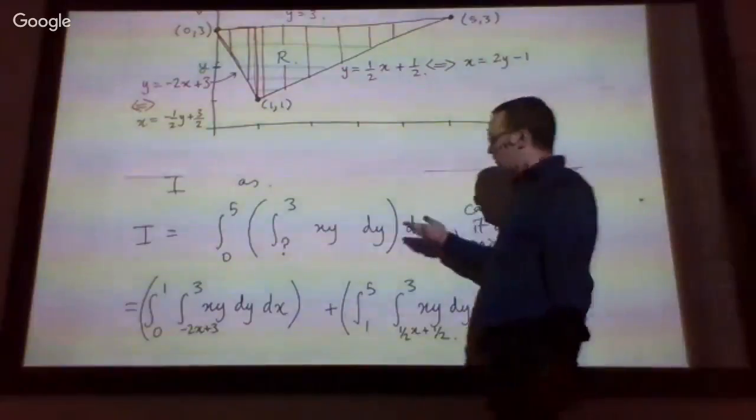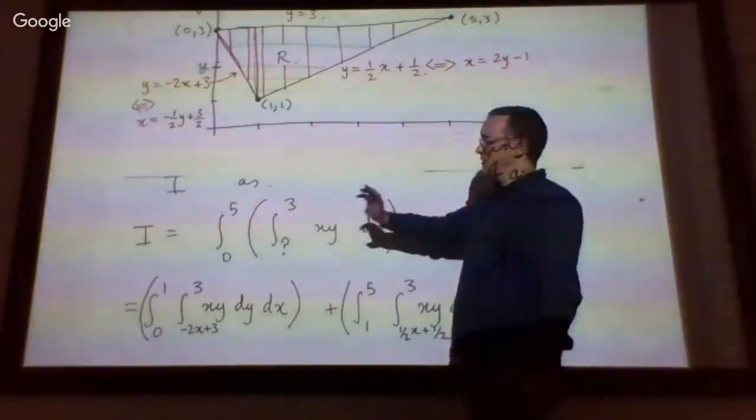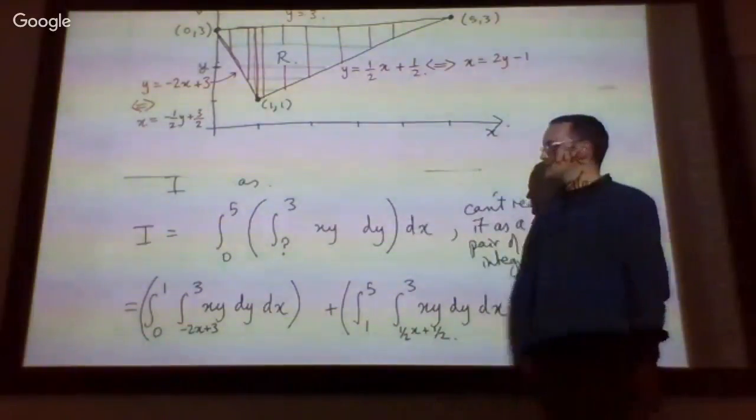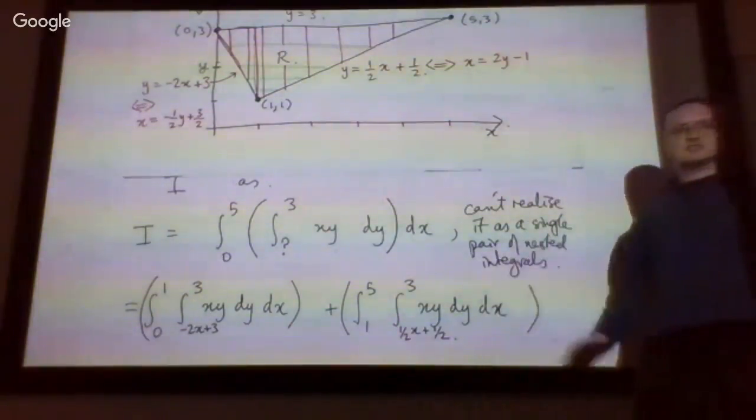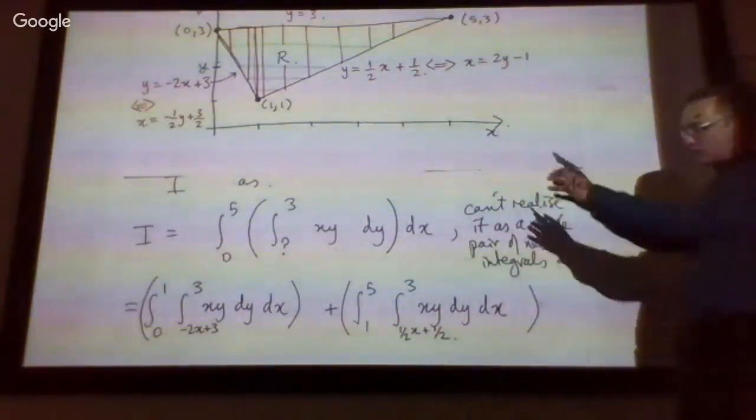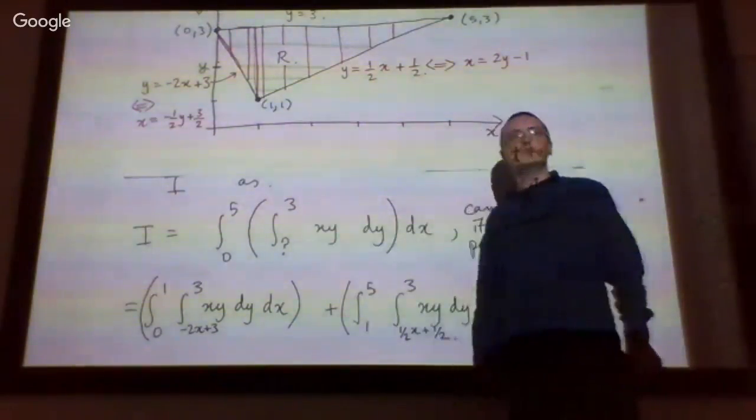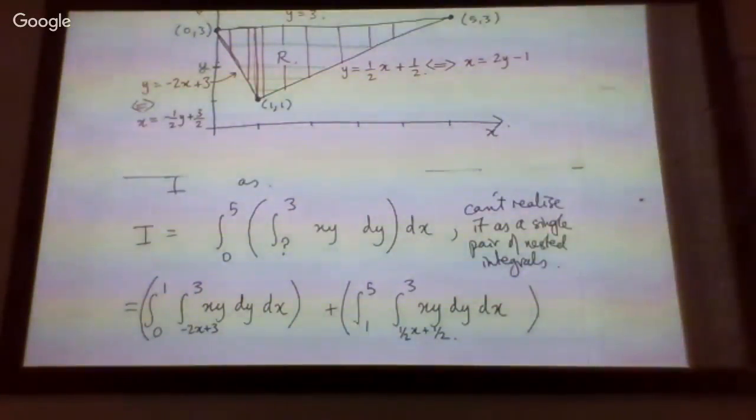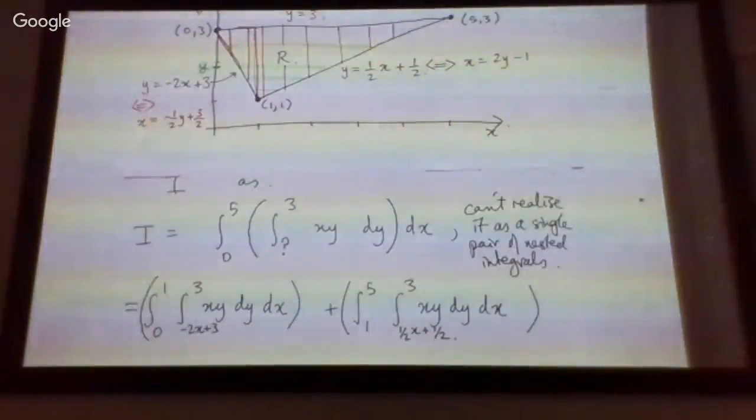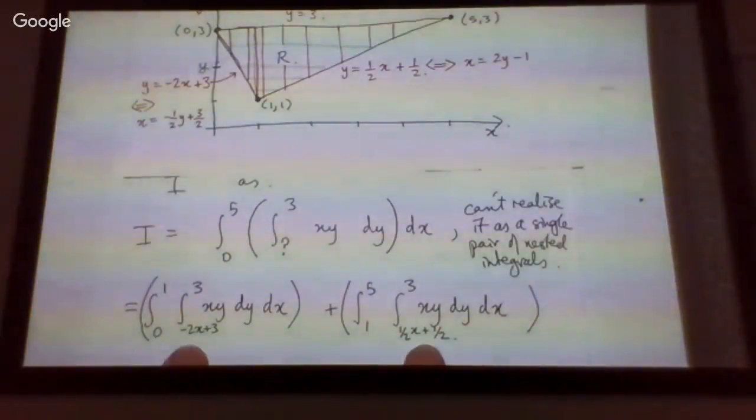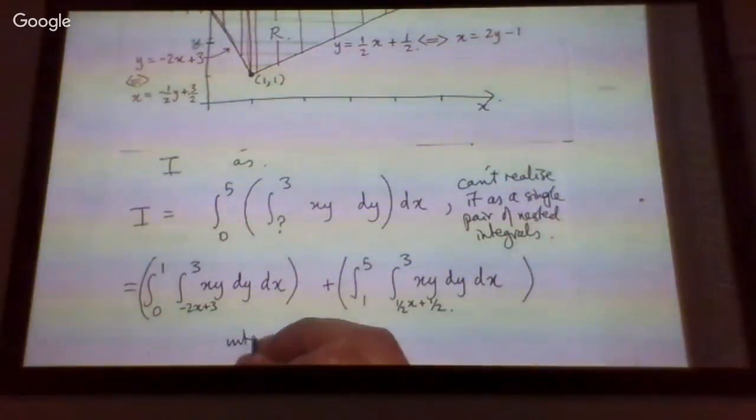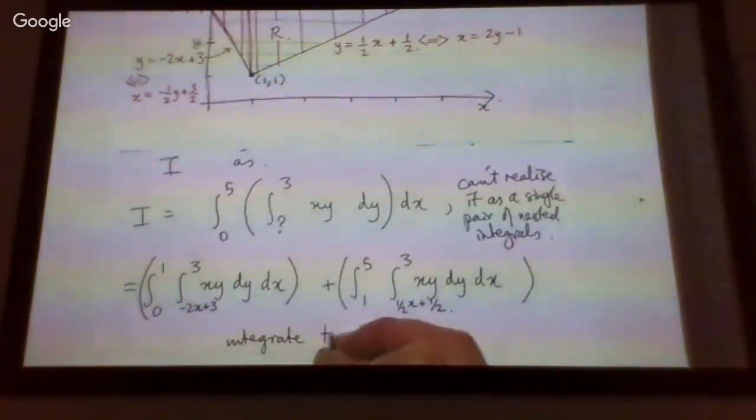When we do choose to realize the double integrals as a pair of repeated integrals, sometimes these are called repeated integrals or nested integrals, we're forced to have 2 of them. One to capture the left-hand bit, one to capture the right-hand bit, because there's different behavior in the 2 bits, being different at the lower limit for the y variable. And we would then integrate these as before.